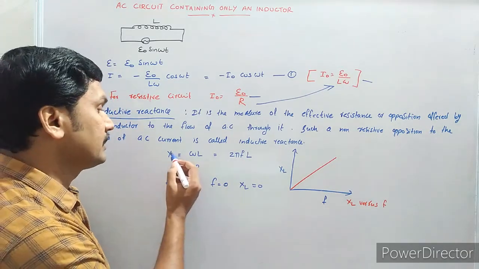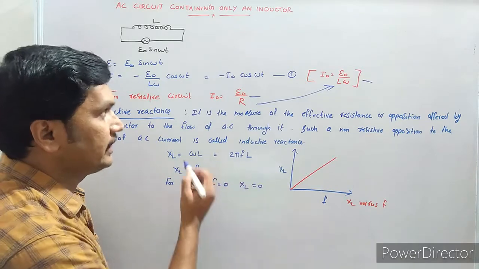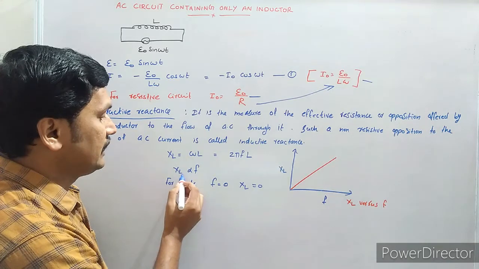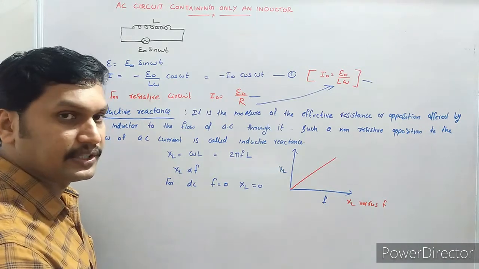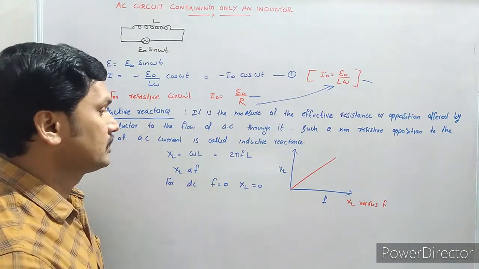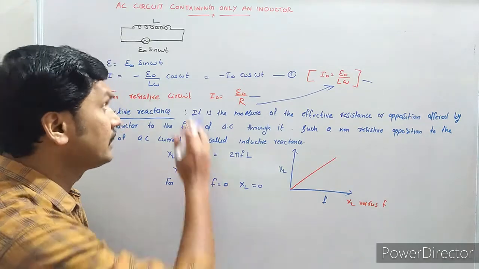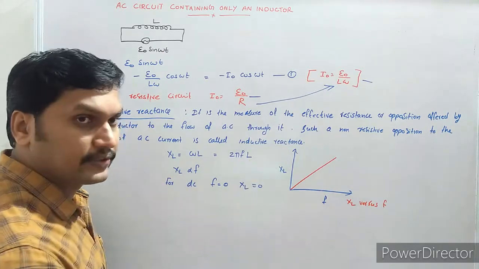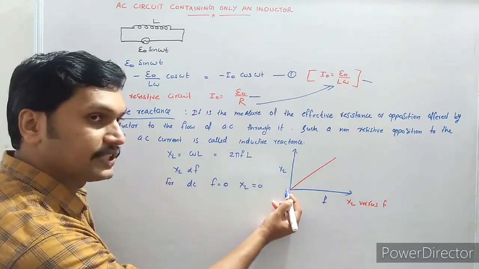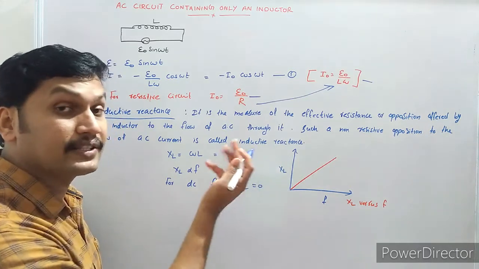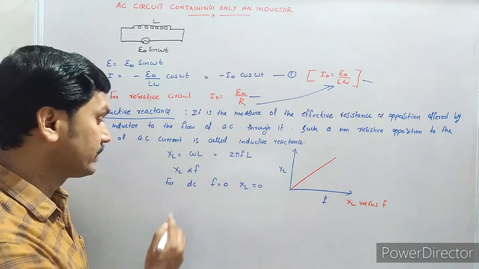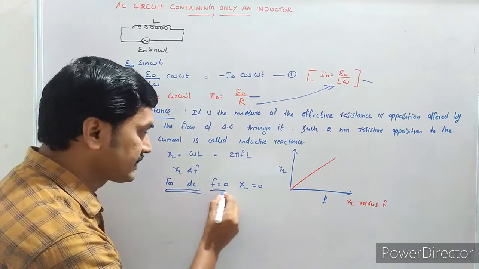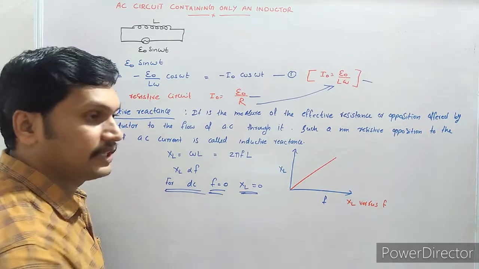The relation between the inductive reactance and the self-inductance L is that XL is proportional to frequency. It means when the frequency of our source increases, the XL, inductive reactance, also increases. When there is no frequency, the frequency is 0, for a DC source. You know that for a DC source there is no frequency, it means it's a direct current. Frequency is 0, then inductive reactance we get as 0.